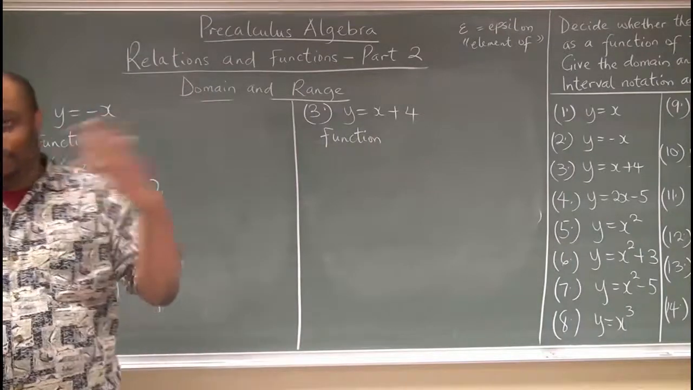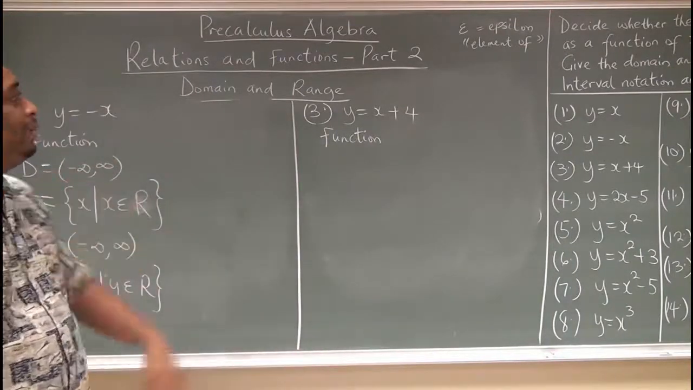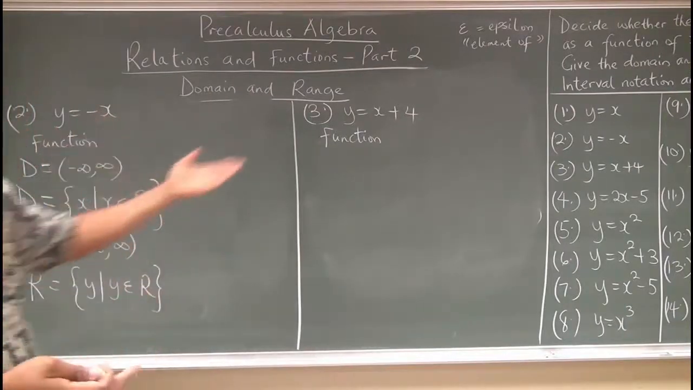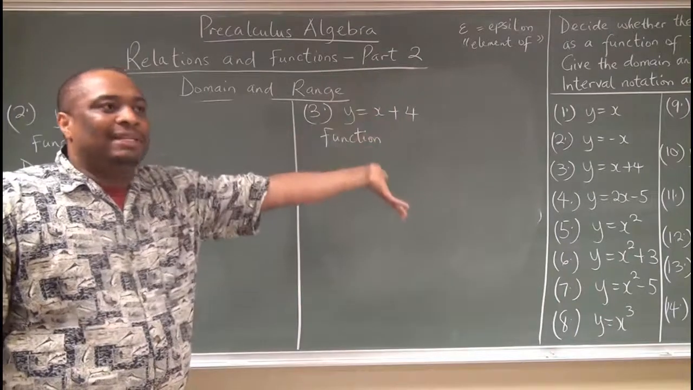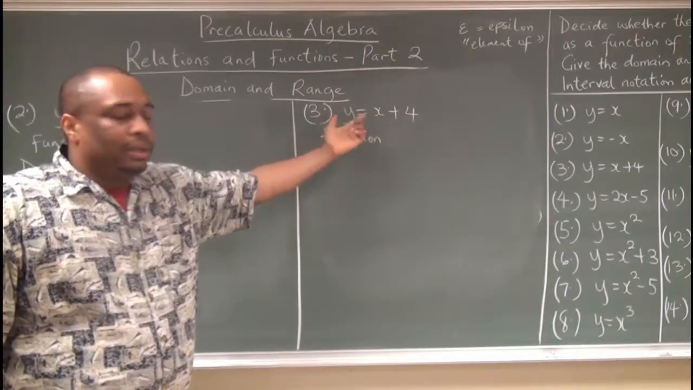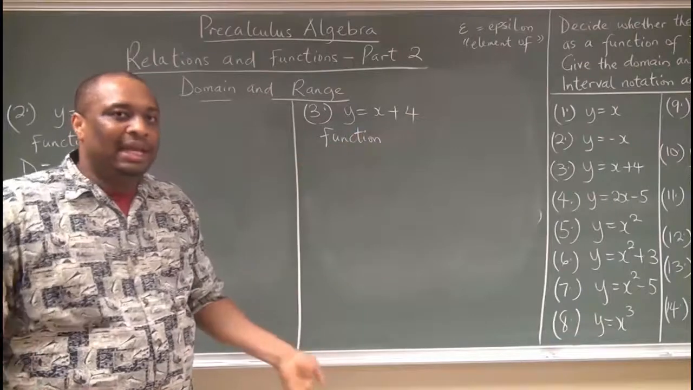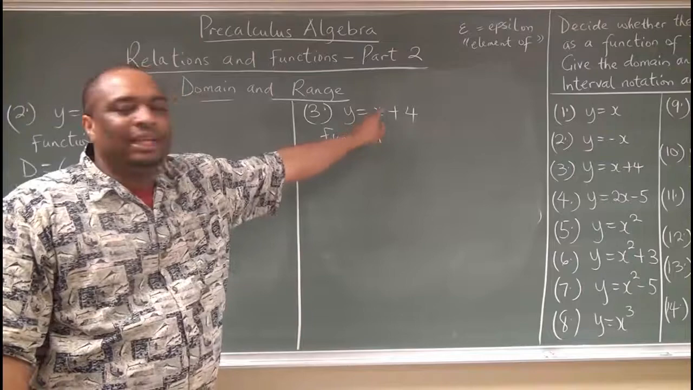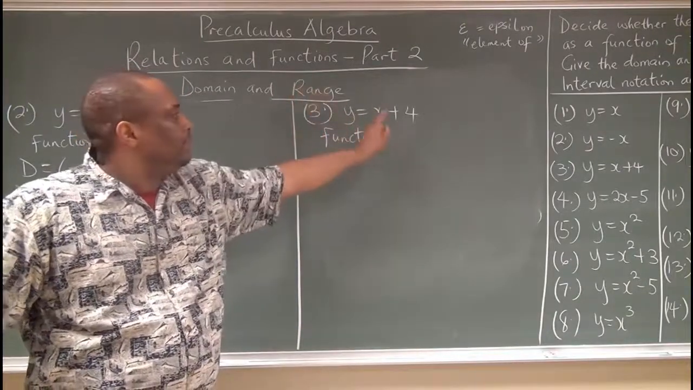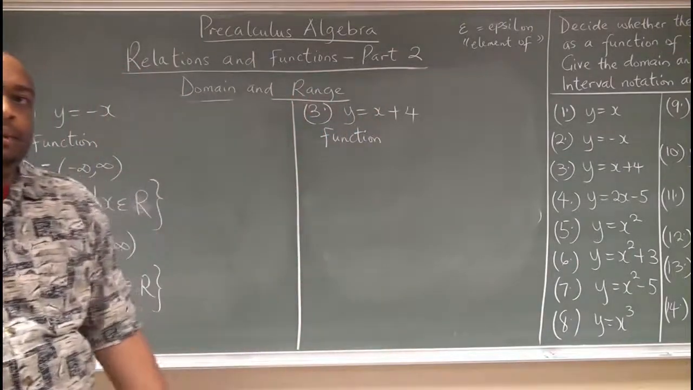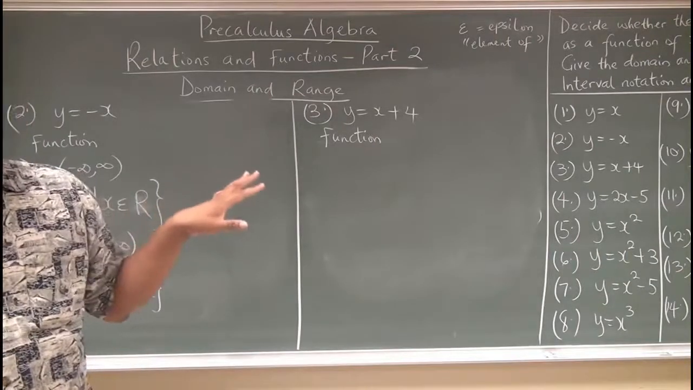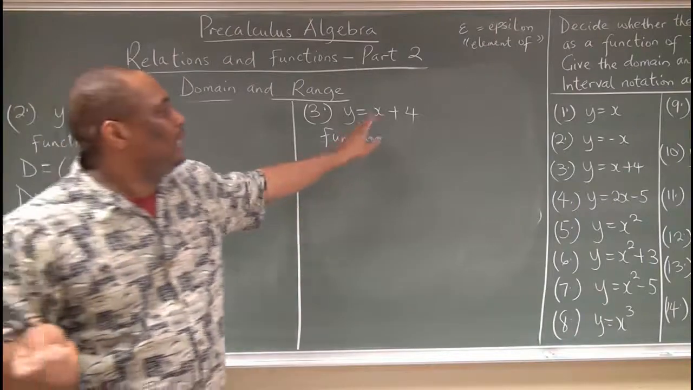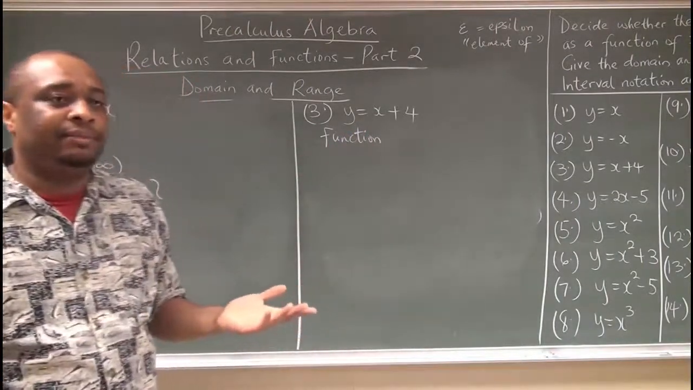Okay? The domain is the same thing as this. The domain will be negative infinity to infinity because anything you put here will have exactly one output. Anything you put as the input will have exactly one output, and you can put anything. So that's why x could be anything on the number line, any number on the number line. That's why it's from negative infinity to infinity.